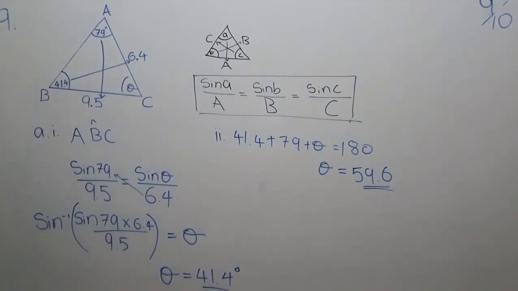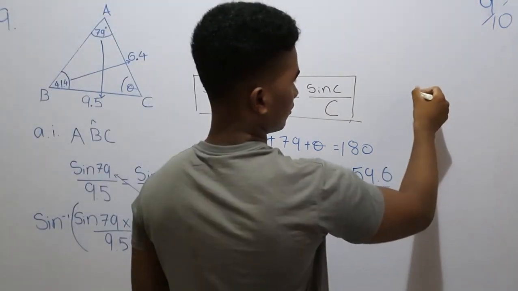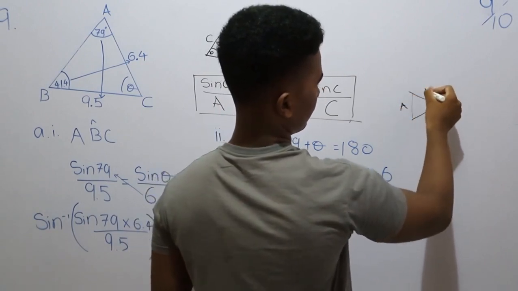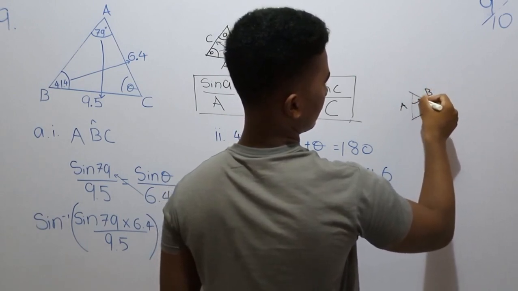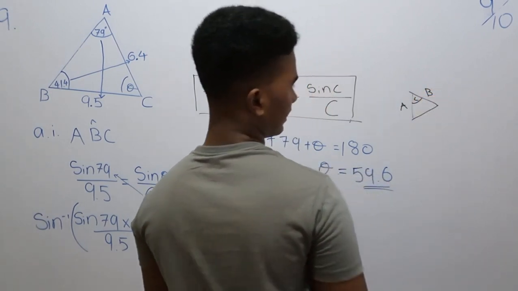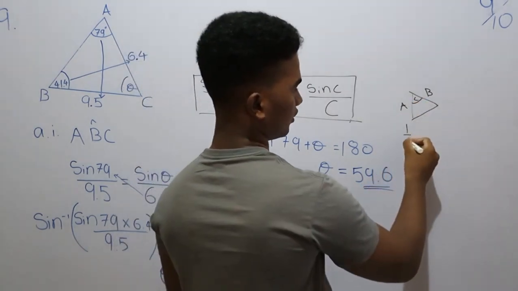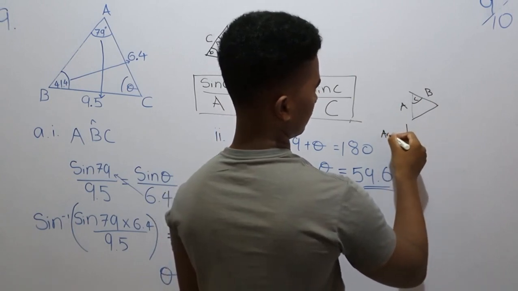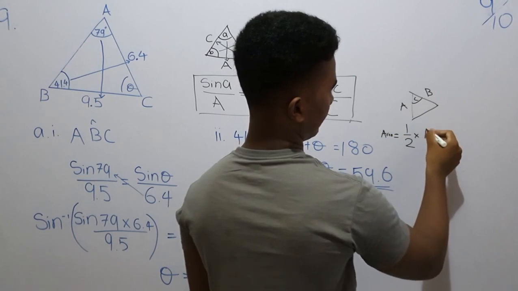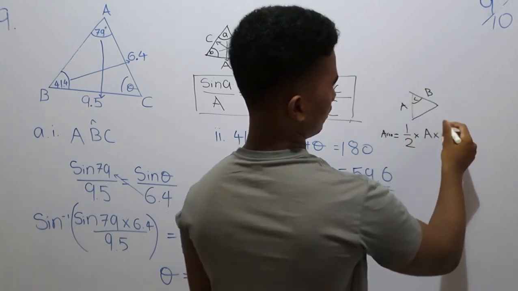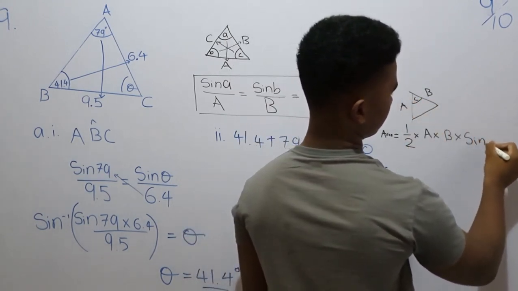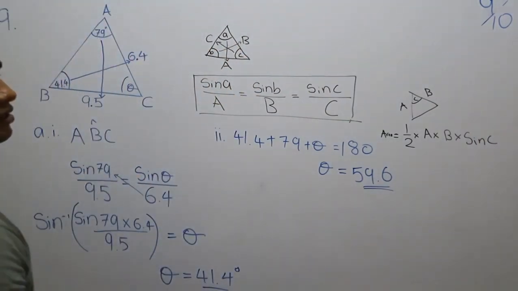So the rule of calculating the area of a triangle is this. When you have the triangle, this length I will mark as A and this length as B and this angle as C. So the equation is, area equals half into length A into length B into sine C angle. So this is the theory behind it.